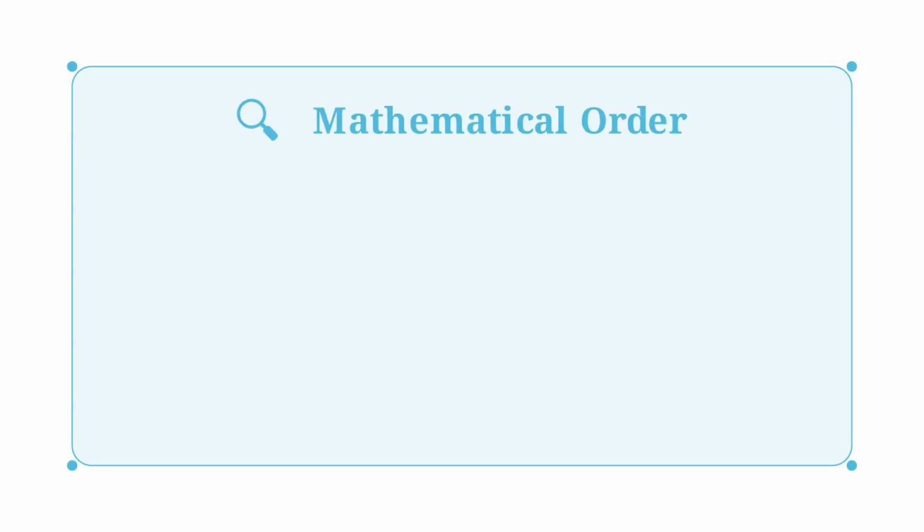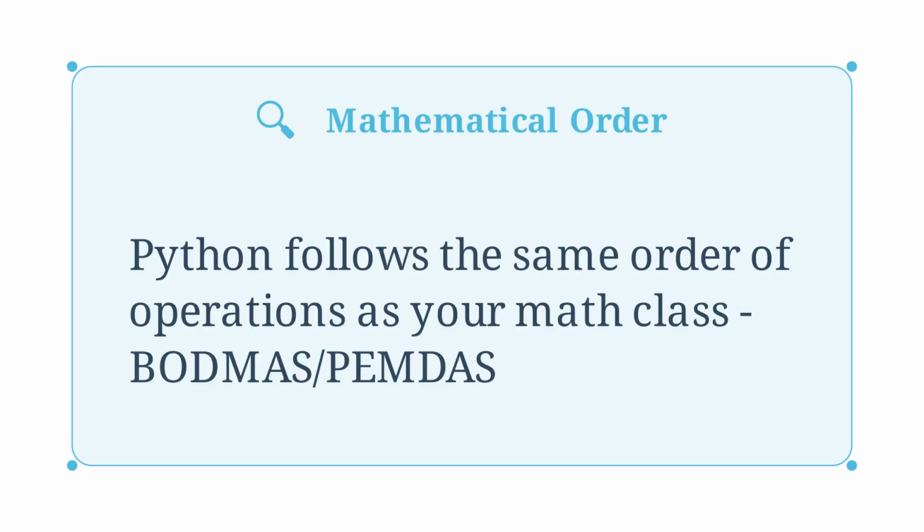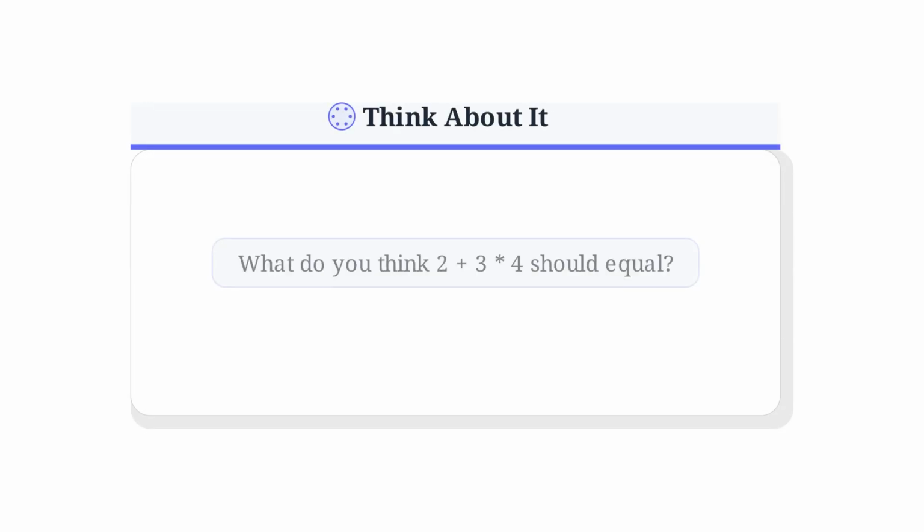Here's the beautiful thing about Python. It follows exactly the same mathematical rules you learned in math class. That means no new rules to memorize. Python uses BODMAS or PEMDAS, whichever you learned. The order is totally predictable. Before we dive in, what do you think 2 plus 3 times 4 should equal? Take a moment to think about it.